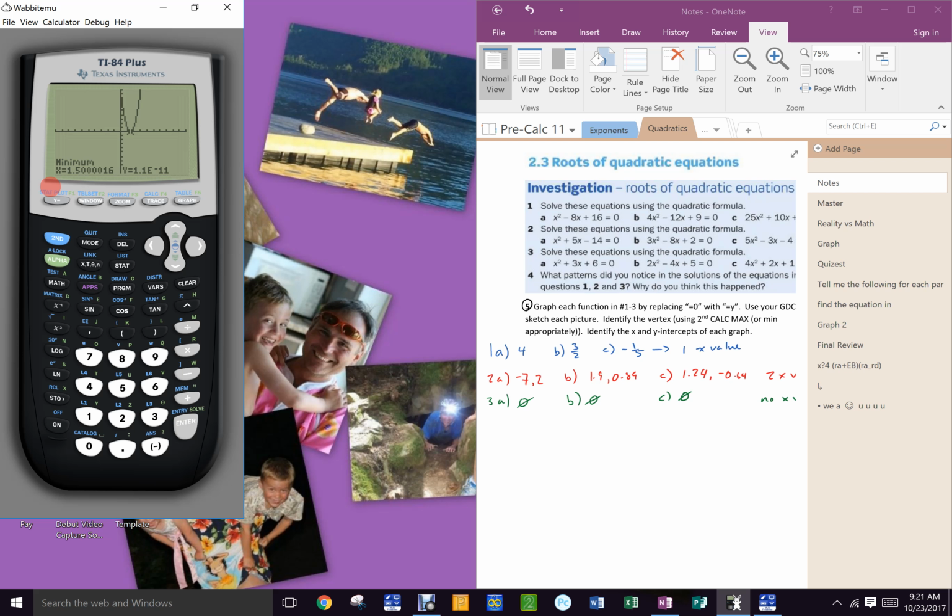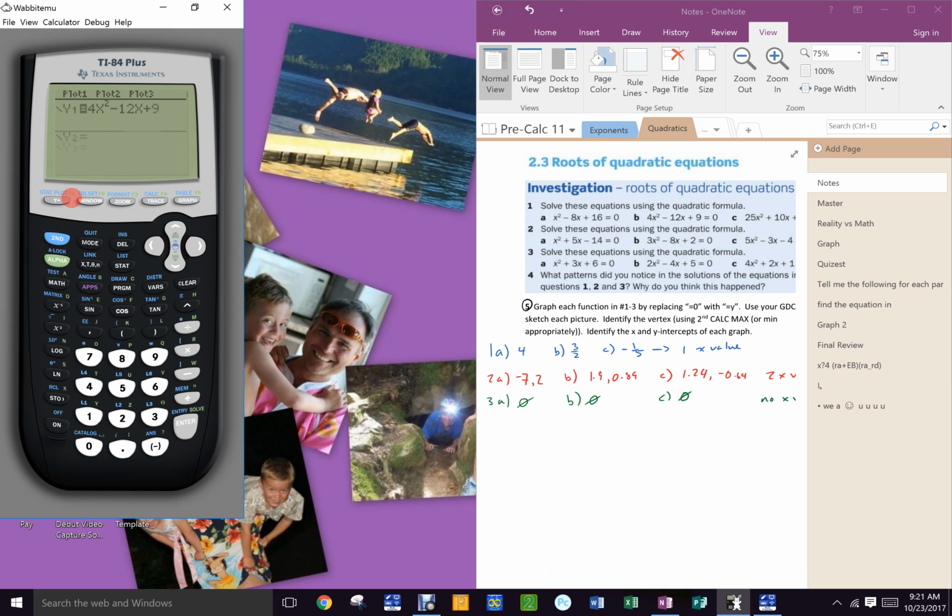Okay. Now, please notice, I have also asked you to find the X and Y-intercepts. We're not going to do that today. We're just going to practice making the pictures. Everybody cool? All right. Try C.